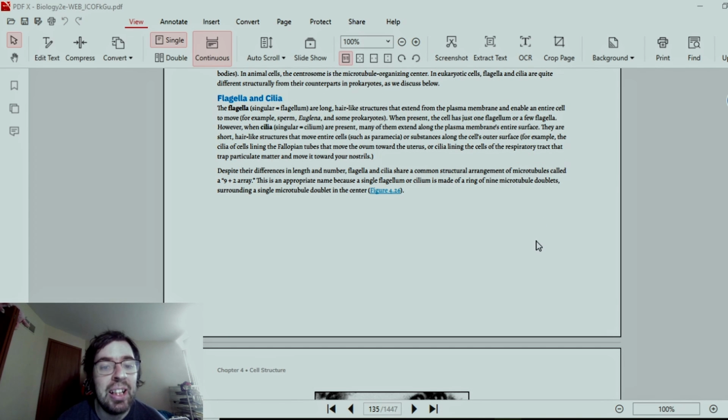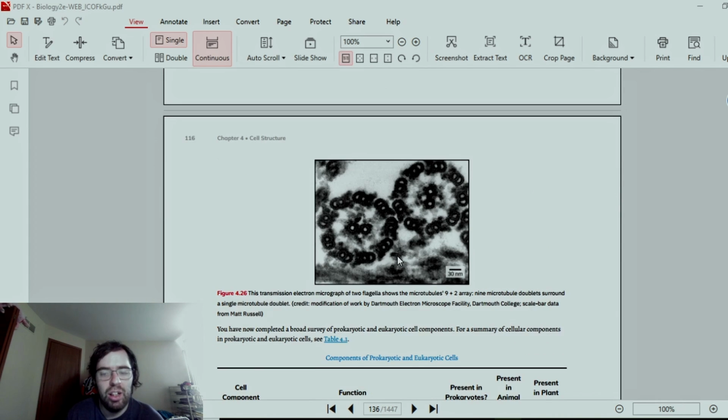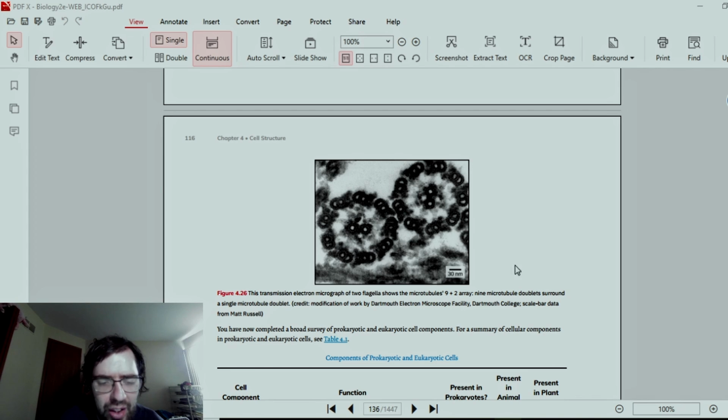Despite their differences in length and numbers, flagella and cilia share a common structural arrangement of microtubules called a 9+2 array. This is appropriately named because a single flagellum or cilium is made up of a ring of 9 microtubule doublets, surrounding a single microtubule doublet in the center, and there's a photo right here, about 30 nanometers long. You can see, let's see, 1, 2, 3, 4, 5, 6, 7, 8, 9, yeah, 9 pairs, and then 2 in the middle. And I believe if you look closely, these are connecting to all these.